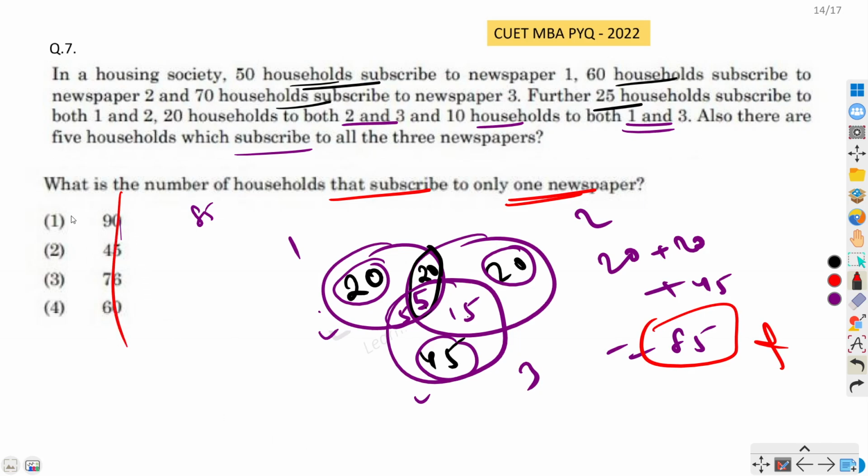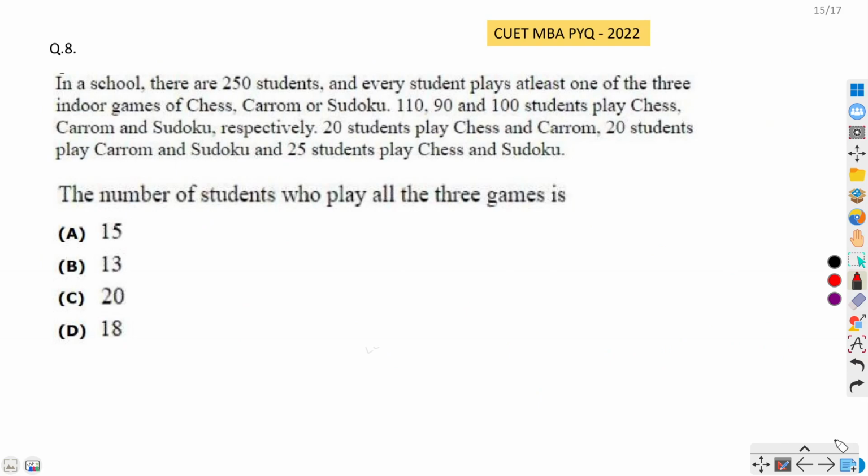And again, this is not mentioned in any options. That's why this question was dropped. If you look at the answer key of last year, this question was removed. Okay, let's move on to the next question.